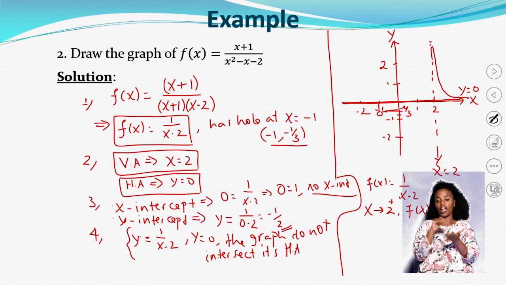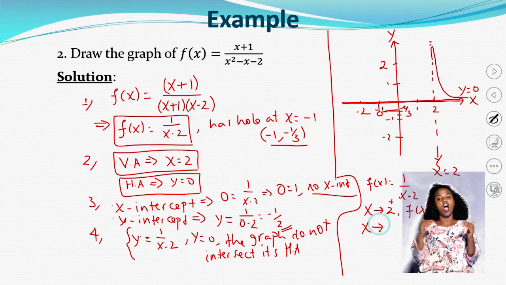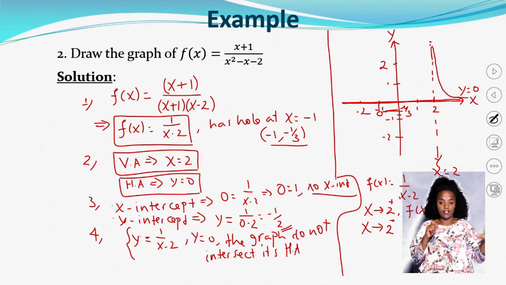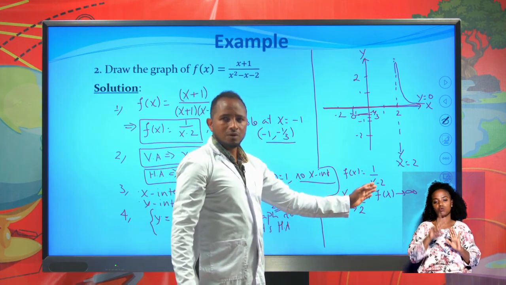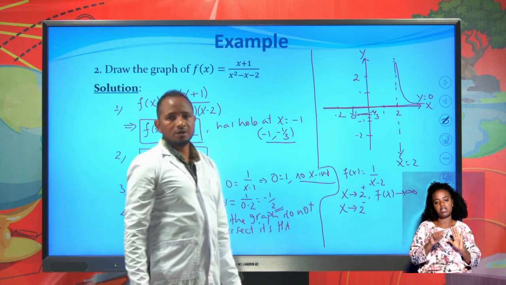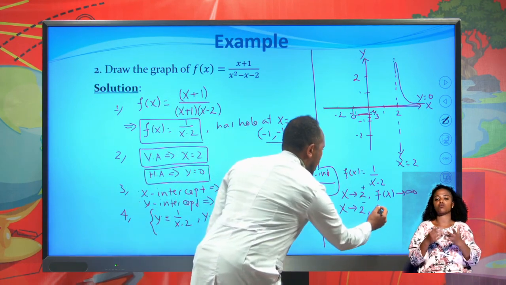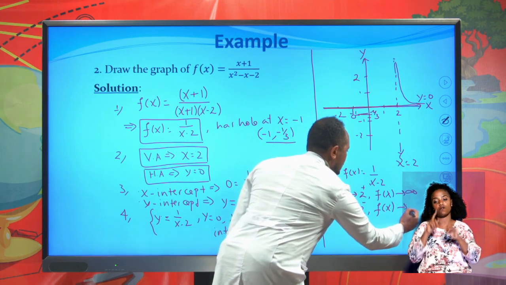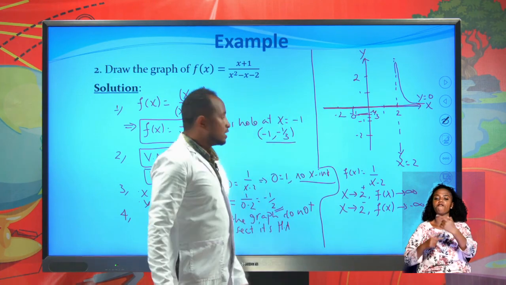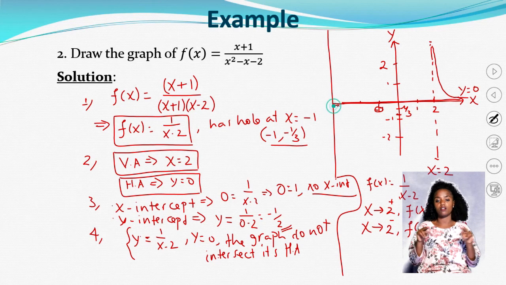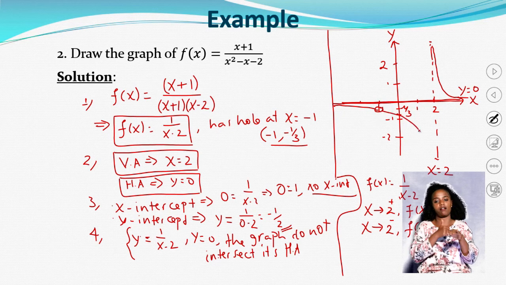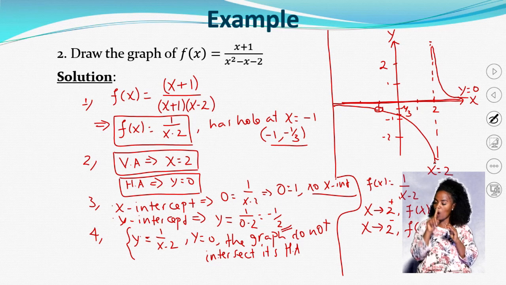Again, when x approaches 2 from the left side, it means almost 1.999. If you take 1.99 minus 2, you have a small negative number. 1 divided by a very small negative number gives you negative infinity. Therefore, f of x goes to negative infinity. So from the left side of 2, it approaches its horizontal asymptote and does not cross. It moves like this. This will be the graph of f of x equals 1 over x minus 2.